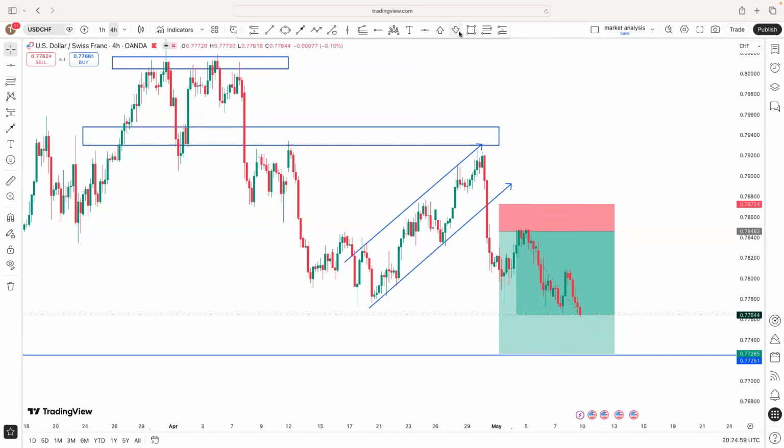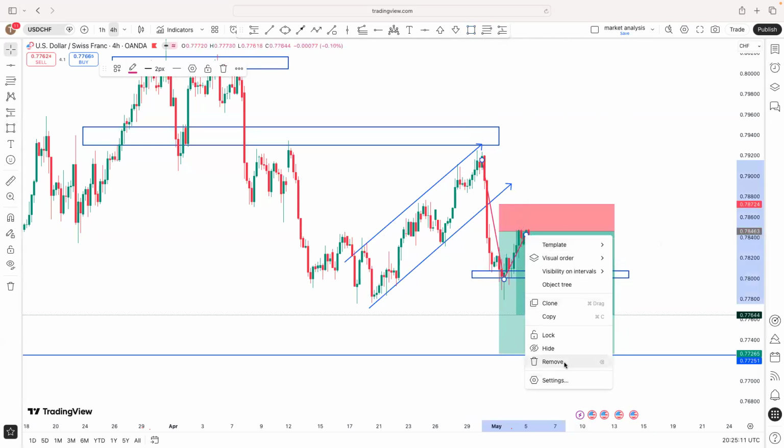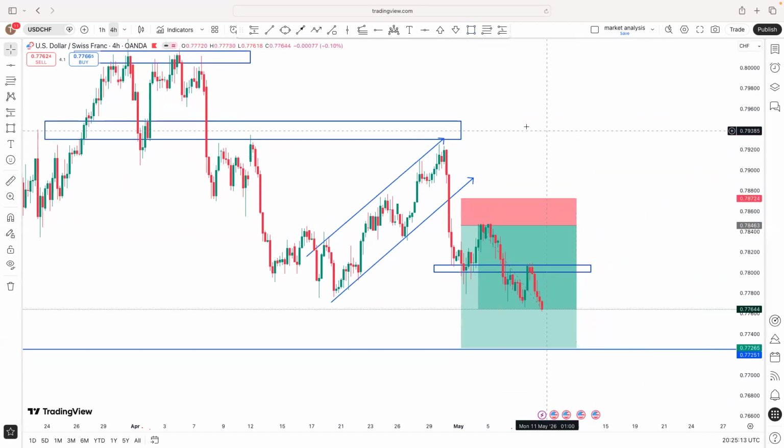If you look at here, the market has created a lower low, lower high, lower low. They came back to retrace to this point, and then they had a continuation. So you must be able to look at the market structure, right?